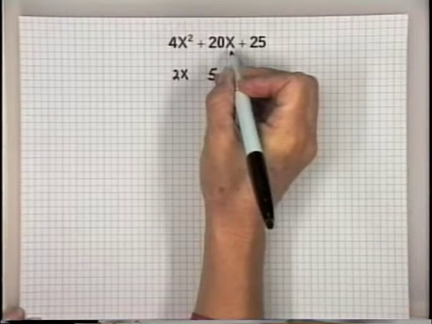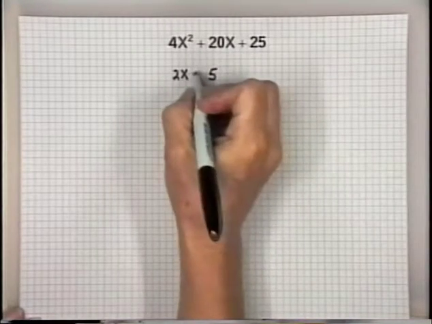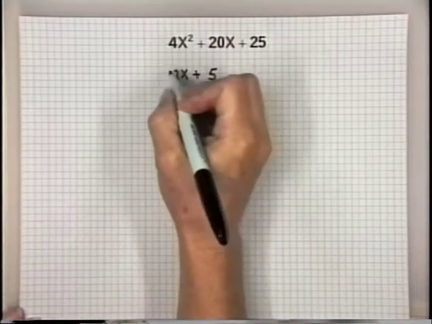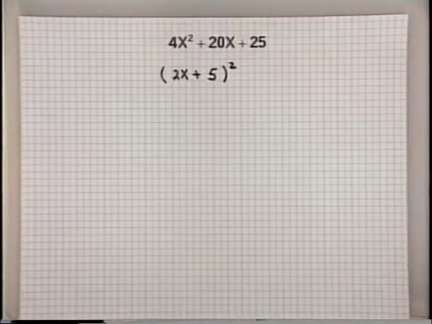So this is a perfect square trinomial. Since my middle term up here is positive, I will have a plus sign between these two terms, and this will be 2x plus 5 quantity squared.